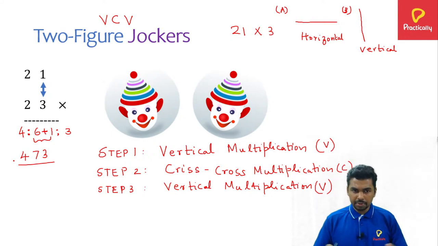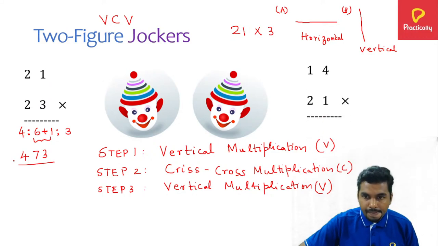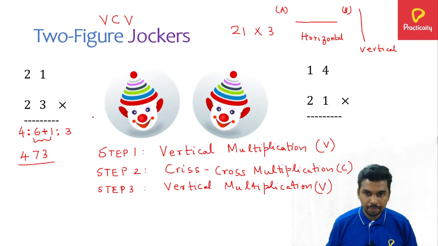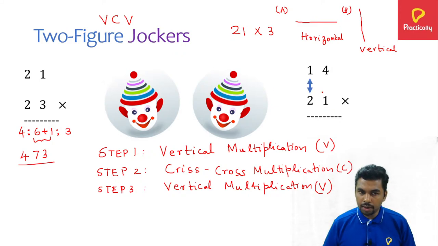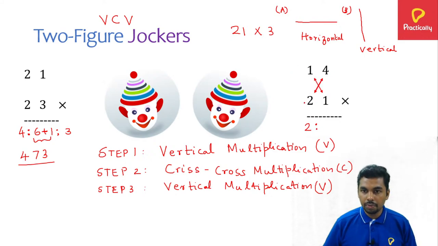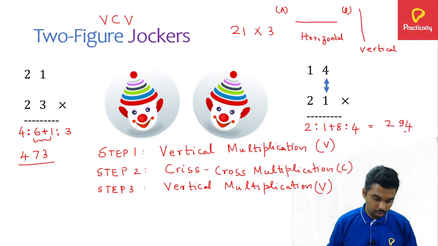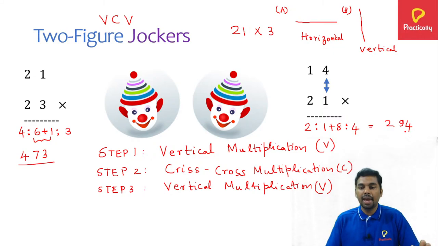All right. So hope you have somewhat understood the method. Let us do one more example. So recall the VCV method for two figure multiplication. Again, you will see the visualization. You just have to write 1 multiplied by 2. So I want to multiply 14 with 21. 1 multiplied by 2 is 2. I'll put a colon. Next is crisscross. 1 multiplied by 1 and 4 multiplied by 2. So 1 plus 4 multiplied by 2 is 8. So I'll write 1 plus 8. There is a colon. And last, 4 multiplied by 1. Answer is 4. So the final answer is going to be 294. It's very direct. You don't have to do any carry operations.